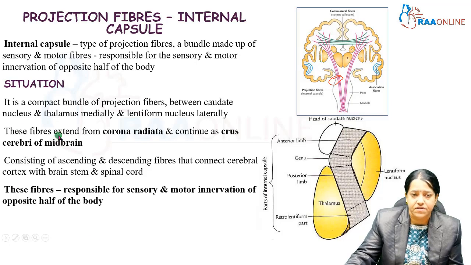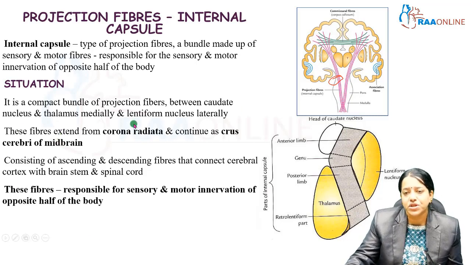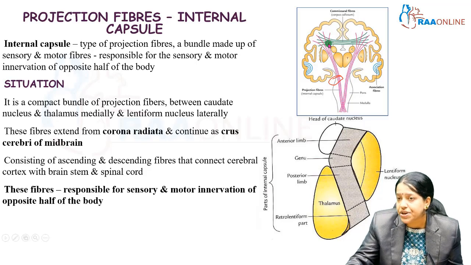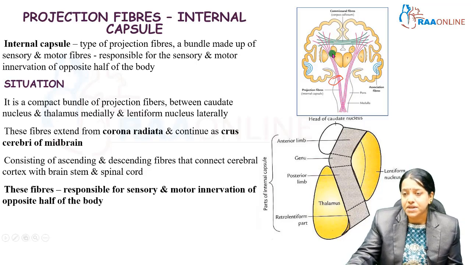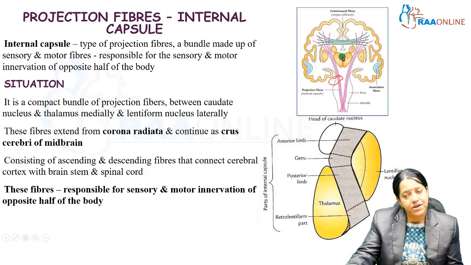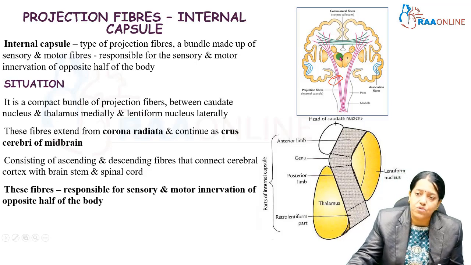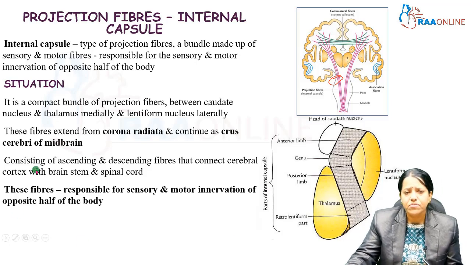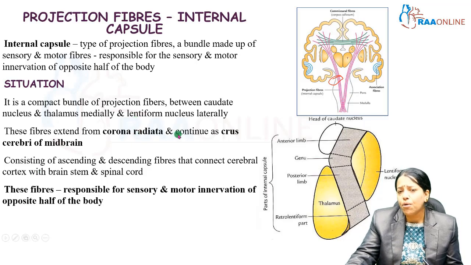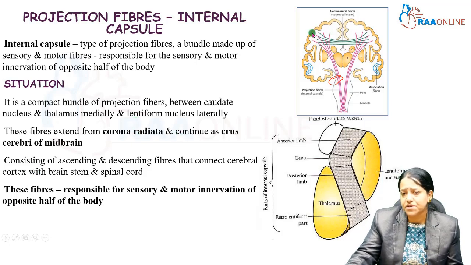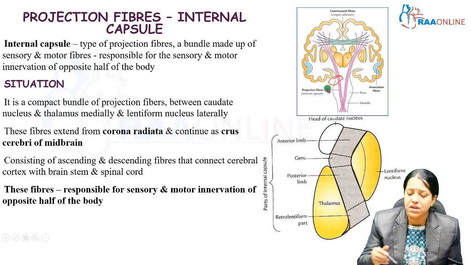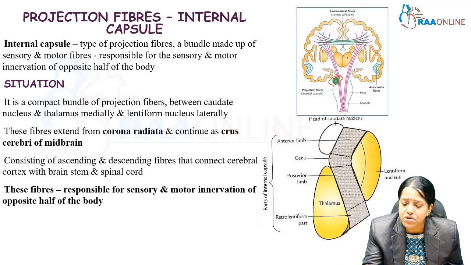So these fibers are situated between the caudate nucleus and thalamus medially, and the lentiform nucleus laterally. So the lentiform nucleus is coming laterally, the caudate nucleus is medial, and the thalamus is a part of the diencephalon, which is also situated medially. The fibers extend down from the corona radiata, and what happens below this level when it enters into the midbrain?